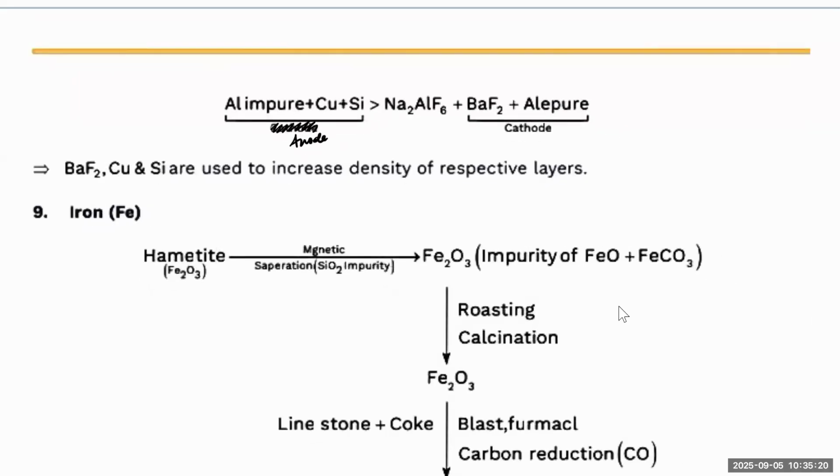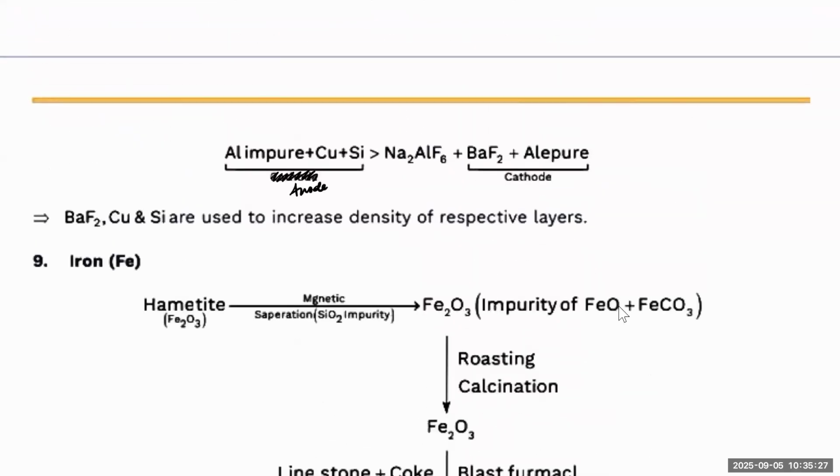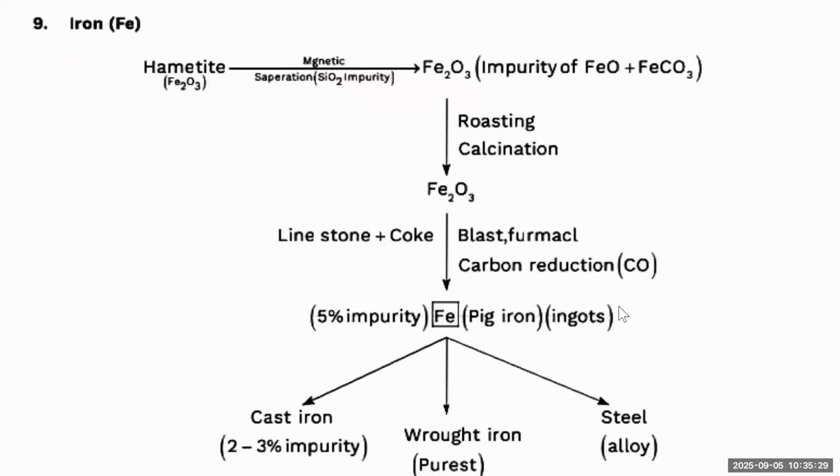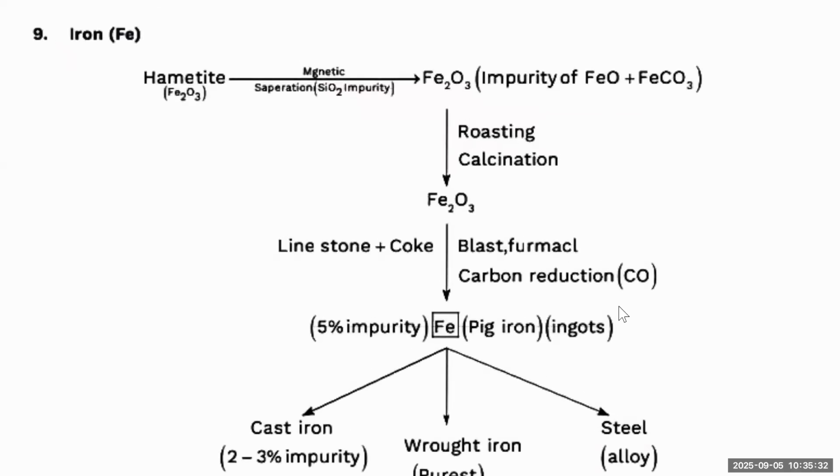So BF2, copper, silicon, these are used to increase the density of respective layers. Next, iron. Hematite, which is Fe2O3, we can remove all the impurities from it using a magnetic separator. Silicon will be removed. We can get impure iron in the form of Fe2O3. Do roasting and calcination. If there is any FeO, that will also convert into Fe2O3.